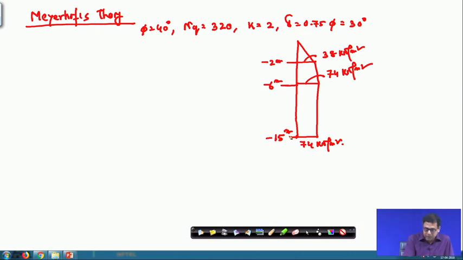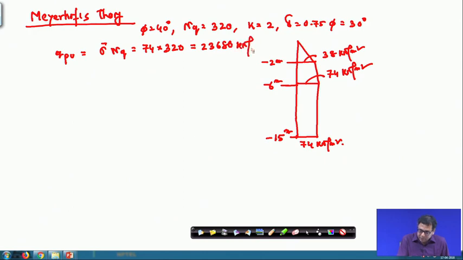So, your QPU is equal to sigma bar into NQ. Sigma bar is 74, that is at the base, and then it is 320. So, that value is equal to 23680 kilonewton per meter square. Now, Meyerhoff suggested that QPU limit, there is a limiting value, and for the dense sand that limiting value is 50 NQ into tan phi.